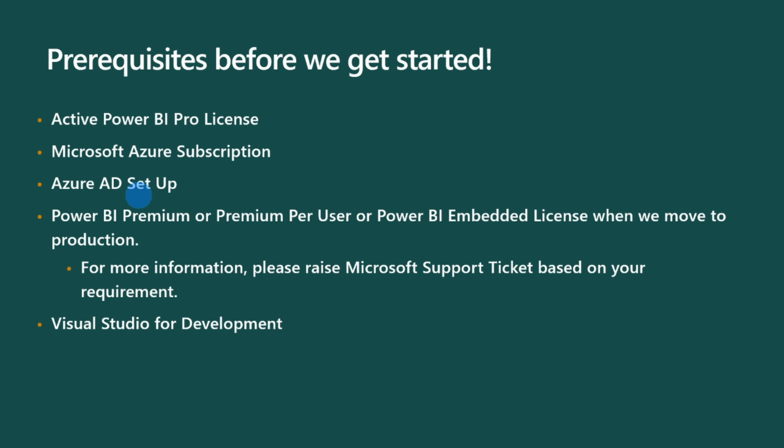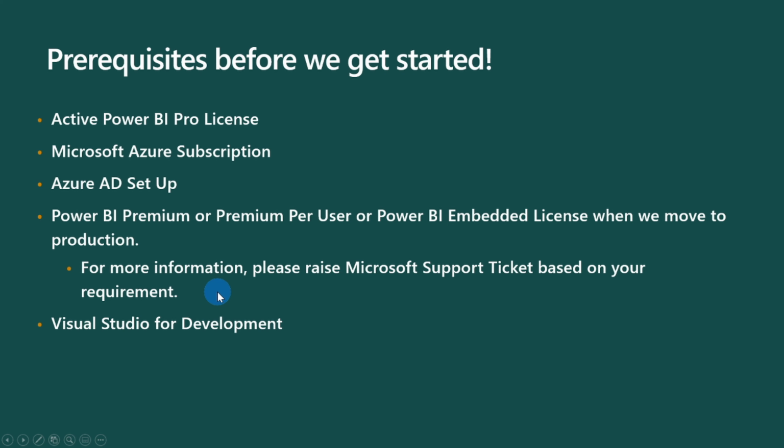In order to get started with the development process, you should have an active Power BI Pro license and an active Azure subscription with Azure AD setup. Also, one more important thing: during development you do not need any Premium license. But when you move to production, you should have a Power BI Premium license, Power BI Premium per user license, or Power BI Embedded license. So make sure that this licensing is only required during the production deployment. For development, with only a Pro license, you can embed your Power BI report into your custom application.